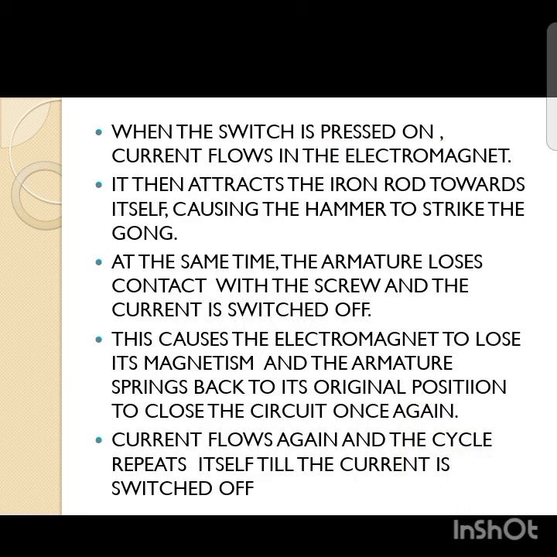When the switch is pressed on, current flows in the electromagnet. It then attracts the iron rod towards itself, causing the hammer to strike the gong. At the same time, the armature loses contact with the screw and the current is switched off. This causes the electromagnet to lose its magnetism and the armature springs back to its original position. To close the circuit once again, current flows again and the cycle repeats itself till the current is switched off.